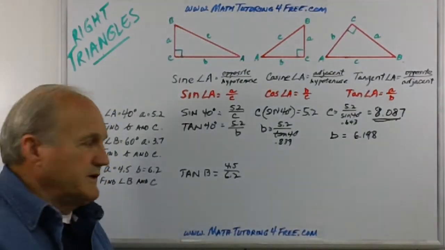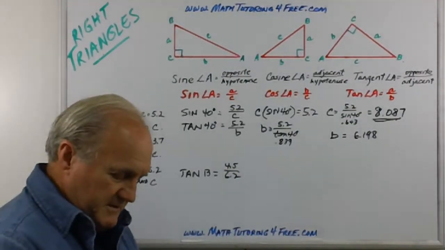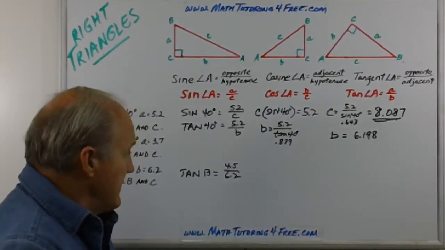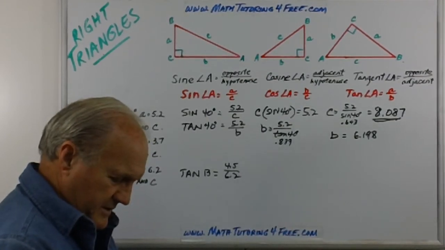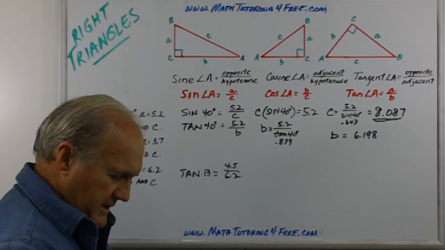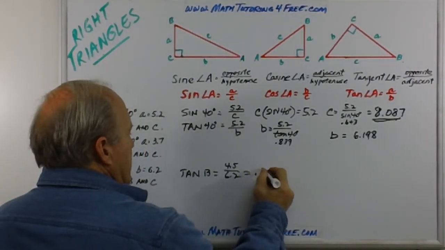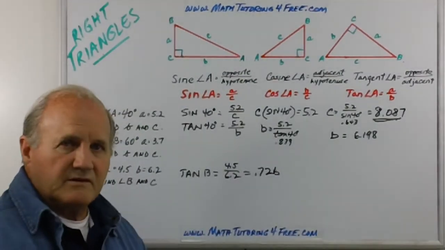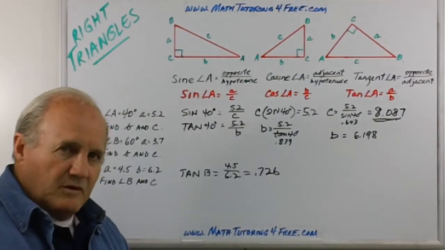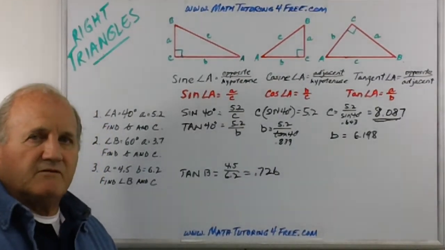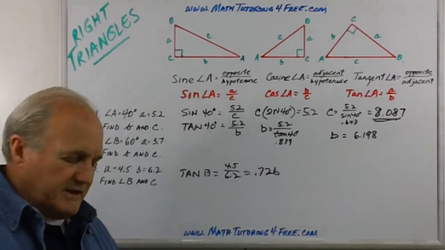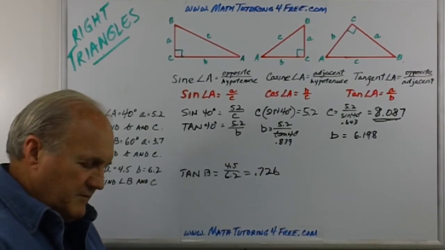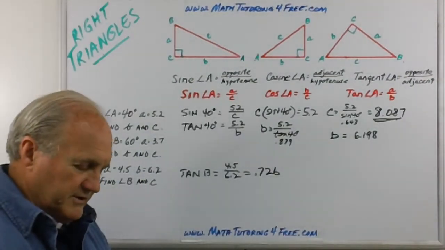Okay? First thing we want to do is solve that fraction. So we divide 4.5 by 6.2, and we get a decimal of 0.726. Now how do we find the angle? Okay, this is a little different, but what we're looking for is the inverse of the tangent. And the way you get the inverse, at least on most calculators, you first hit the shift key. It says you want to use the alternate key.